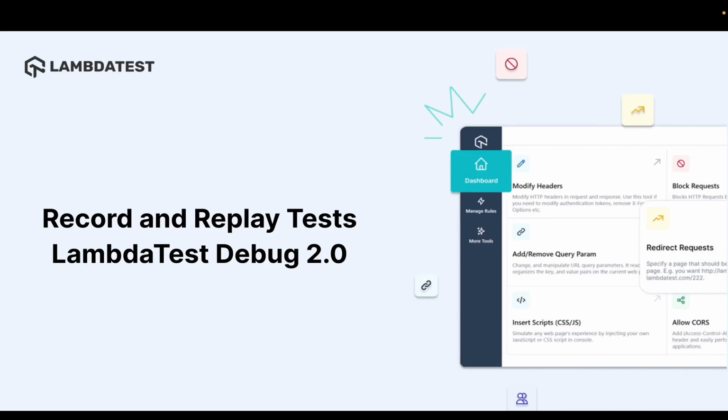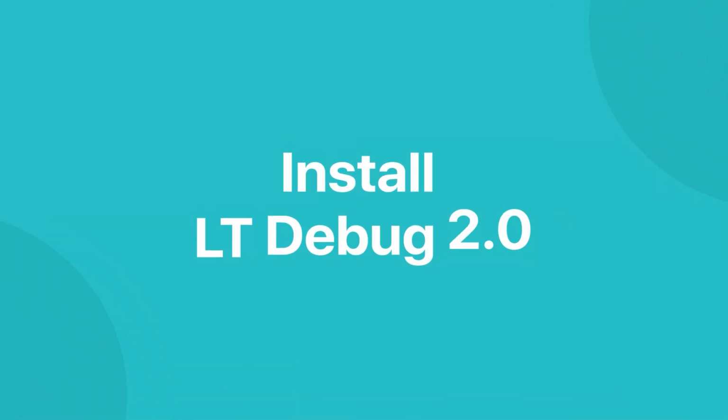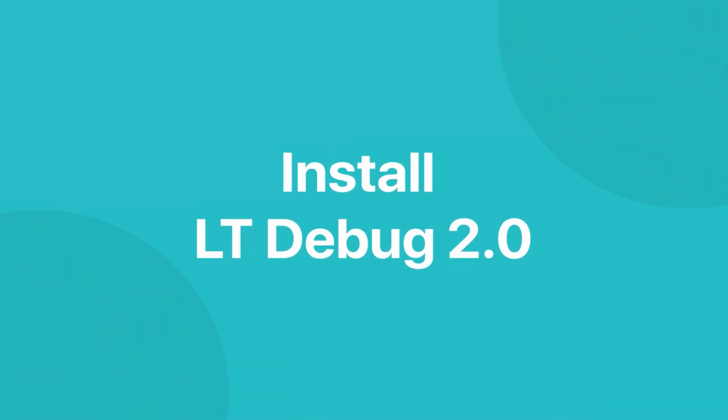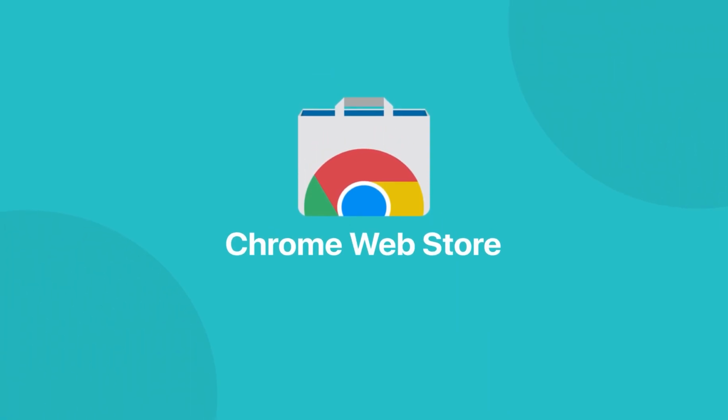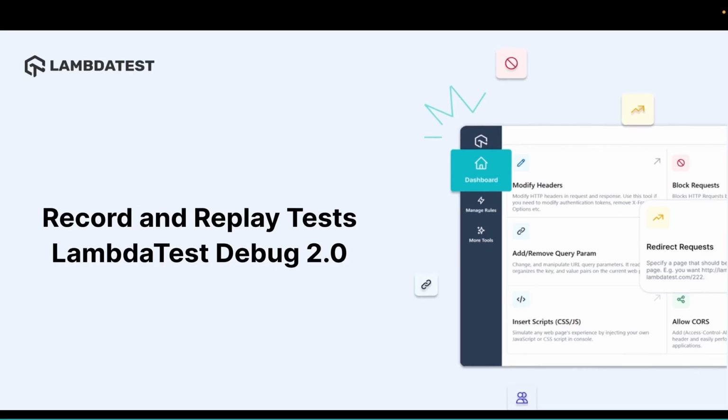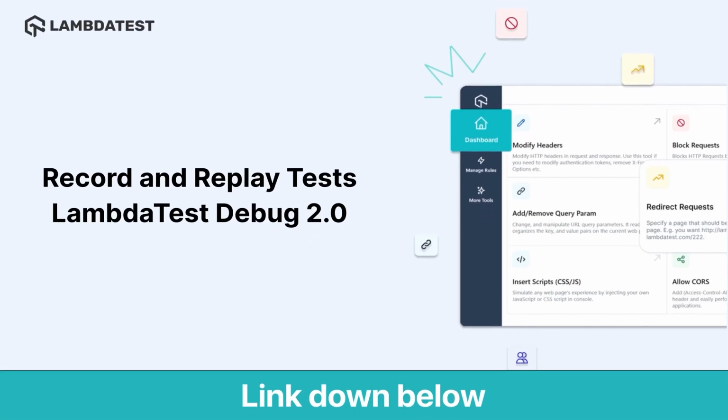To record and replay tests, you have to first install LT Debug 2.0 Chrome extension on your browser. If you haven't done that already, go to the Chrome Web Store and search for LT Debug 2.0. Or you can also click on the link down below in the description.